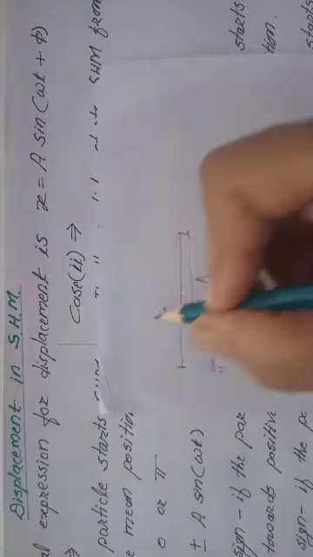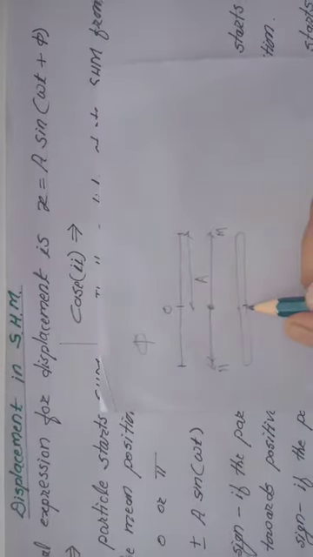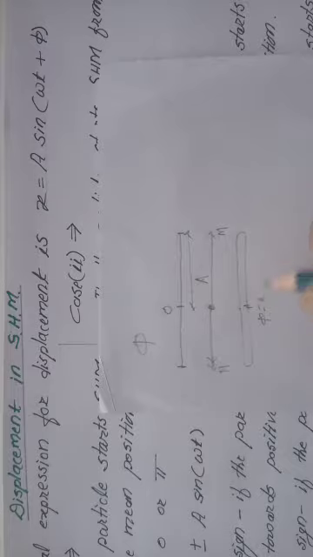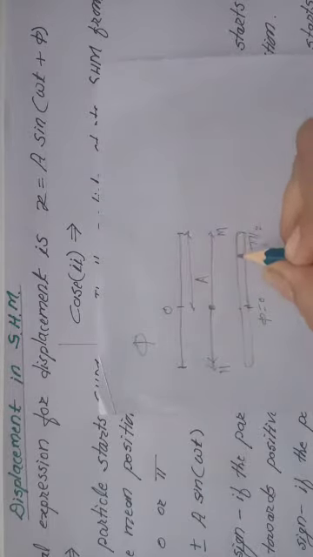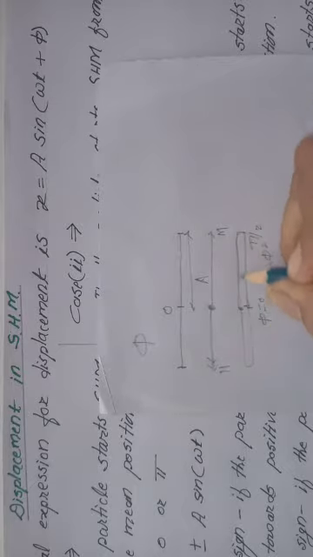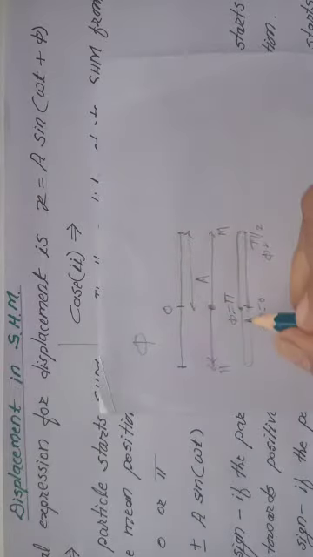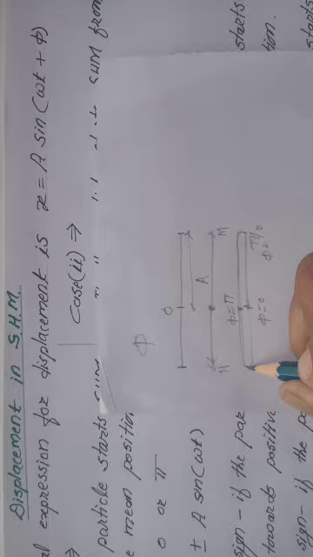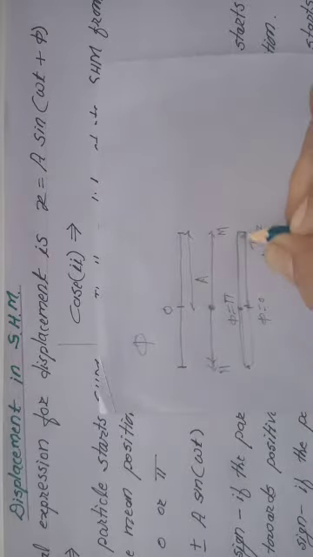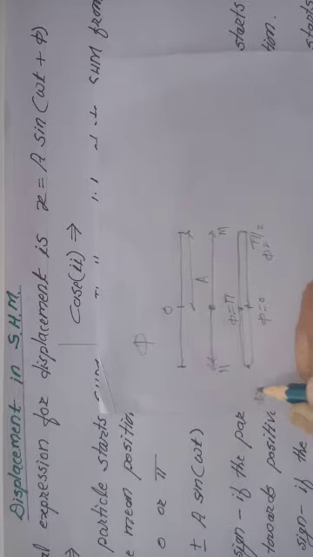Then how do the values of phi change? When it is at the mean position initially, phi is 0. When it goes to the extreme position, it completes 1/4 of the oscillation, and here the value of phi is pi by 2. Again when it comes to the mean position, half of the oscillation is completed, and here phi is equal to pi radian, 180 degrees. Then it goes towards the left-hand side extreme position, 3/4 of the path is covered, and here phi is equal to 3 pi by 2.